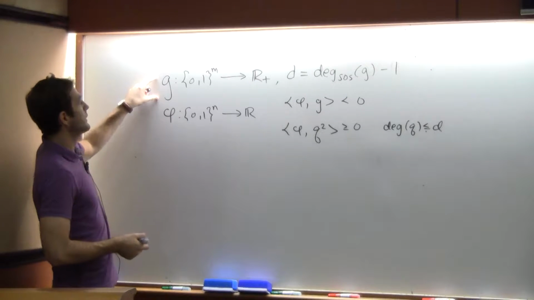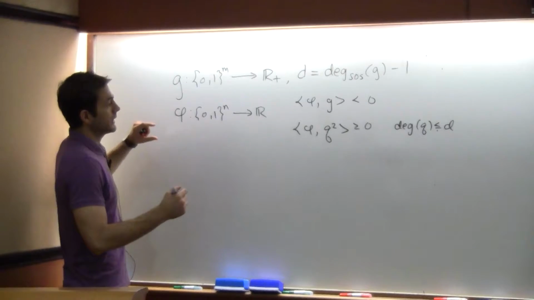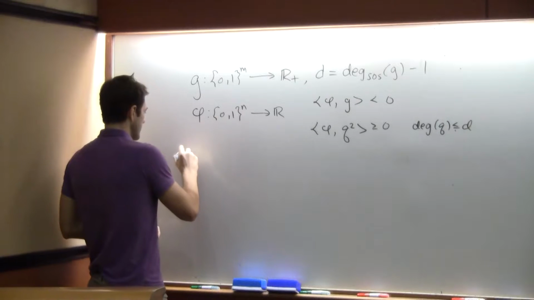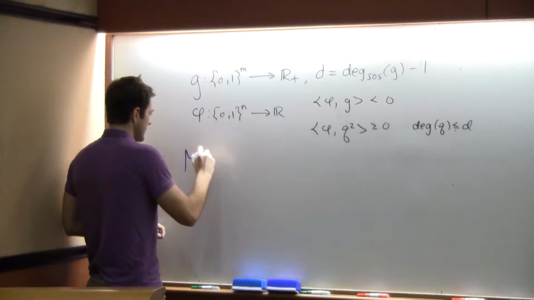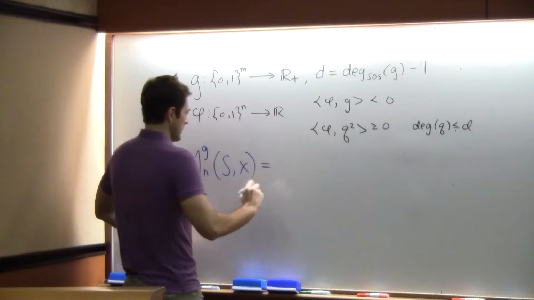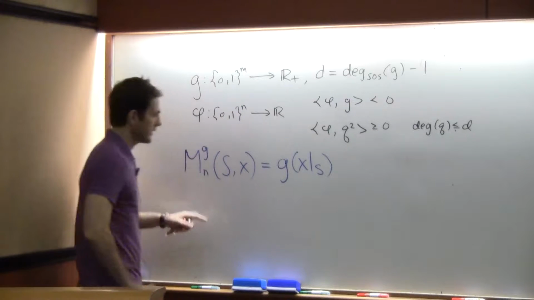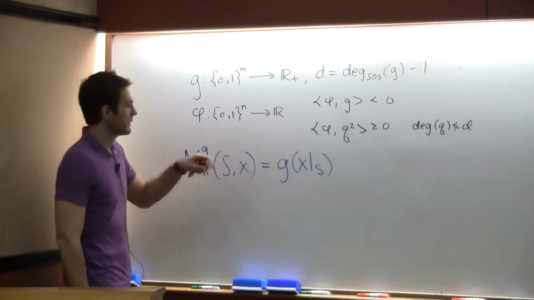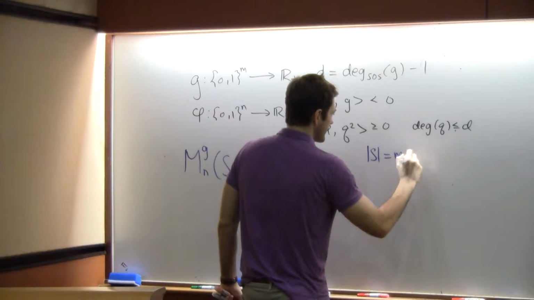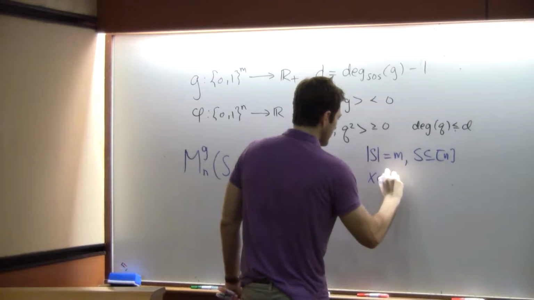And then our goal was to lift the fact that this thing has large sum of squares degree to a lower bound on the non-negative, or on the positive semi-definite rank of some matrix. That matrix is defined like this. It's just all the evaluations of g on restrictions, where these are subsets of size s, and x is coming from 0,1 to the n.